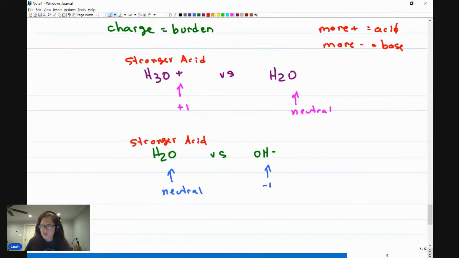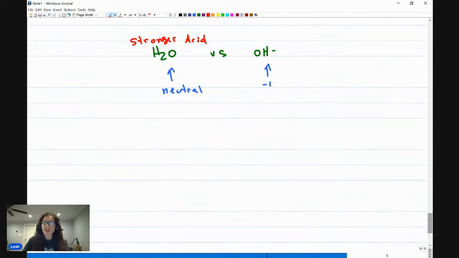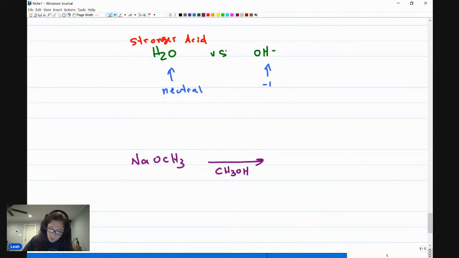Now, if you're thinking, wait a minute, Leah, that makes no sense. You're comparing a neutral water to OH minus, which is most obviously a base. Yes, a lot of reactions that you're going to see later on will take place in a basic solution, and we are looking for the acid in that basic solution. So for example, if you are dealing with substitution elimination reactions and you have an NaOCH3 and it's dissolved in a solution of CH3OH, we're not going into the reaction itself right now, but what I want to focus on here is you're looking at the acid in this solution. There are no acids. This is a base. OCH3 minus, most definitely a base.